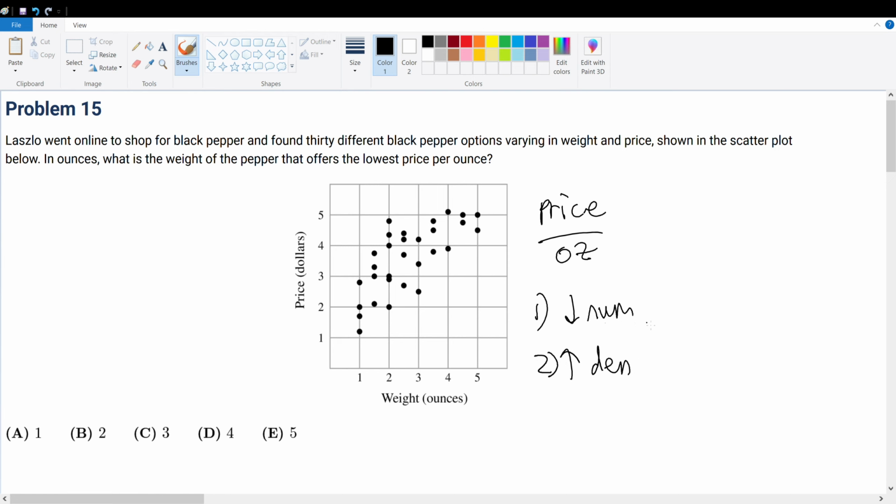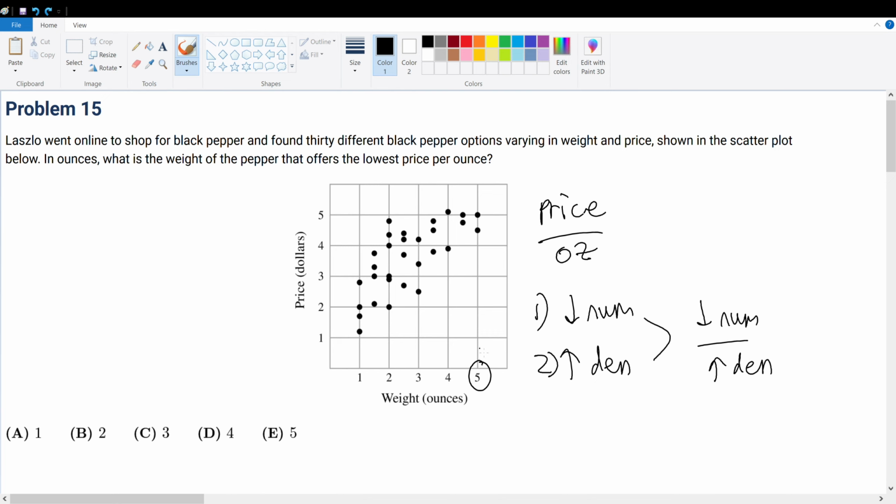The ideal scenario is where we decrease the numerator and increase the denominator at the same time. Right? This is the most optimal way, but if we have to settle for one of these two, that will work as well. So let's first understand this, right? We want to have as large of a denominator as possible. So we want to have as large of a weight, but for as small of a price. So ideally, it's somewhere over here.